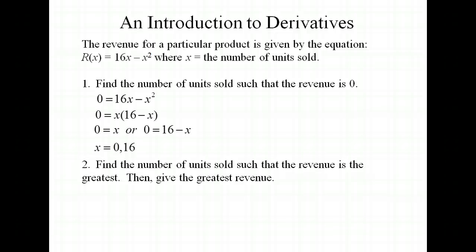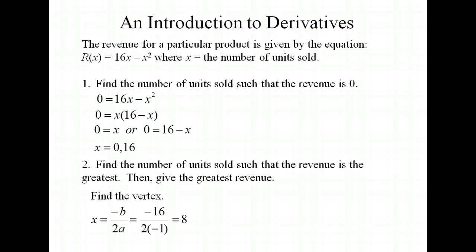Let's also try to find the vertex. Now, in this case, when we're trying to find the vertex, that means that we want to find the number of units sold that gives us the greatest possible revenue. So, since it is a parabola or a quadratic equation, in order to find the vertex, we can use negative b over 2a, which gives us 8.